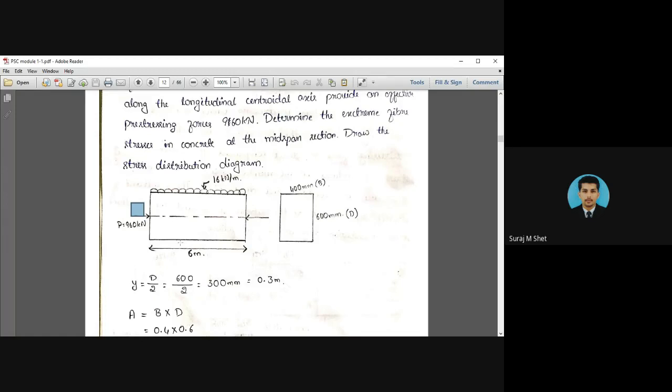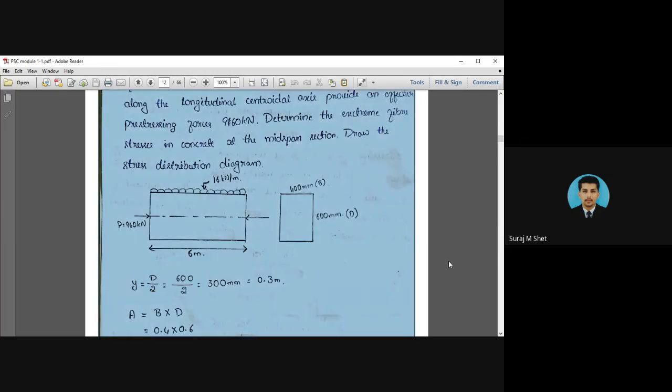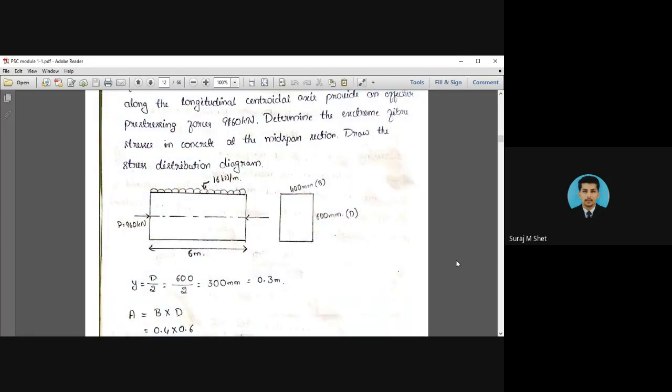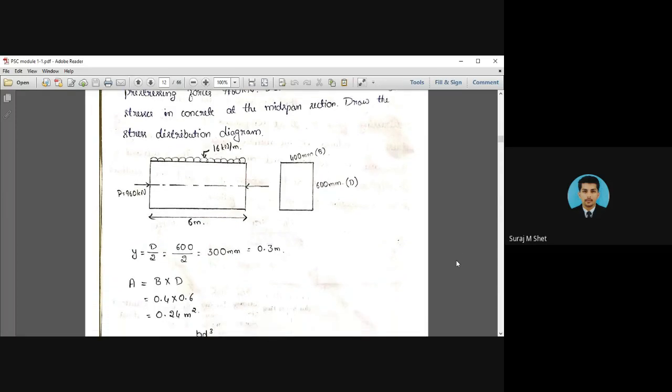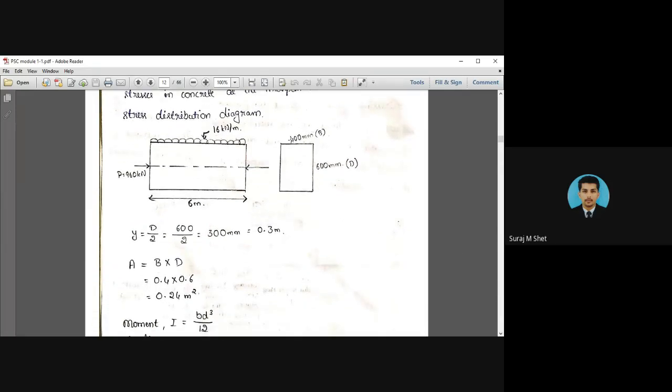So first you have to calculate the half of the section. Half means wherever the load is acting, at the center. How to calculate the center of this beam? y is equal to depth divided by 2. So y is equal to total depth divided by 2 will give the centroid of the section. You already know how to calculate area. So area is equal to 0.4 into 0.6. You get the area of the section. So area is equal to 0.24 meter square.